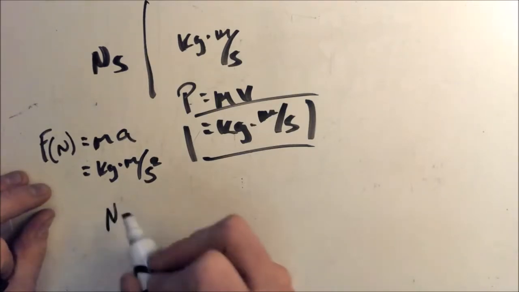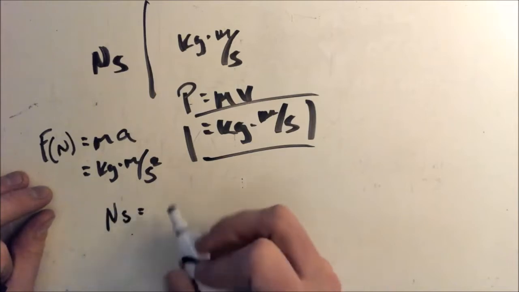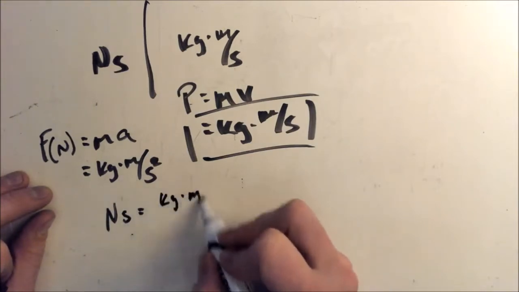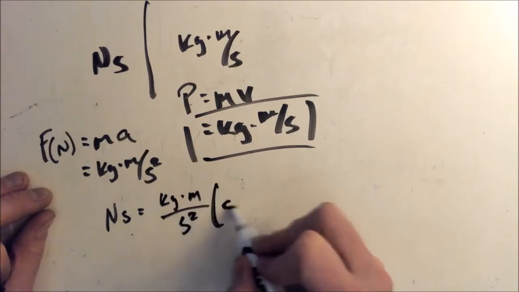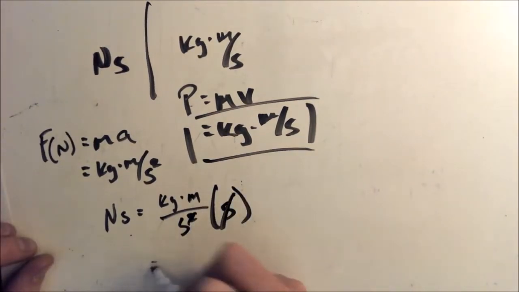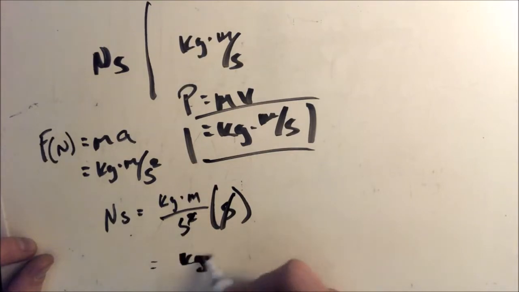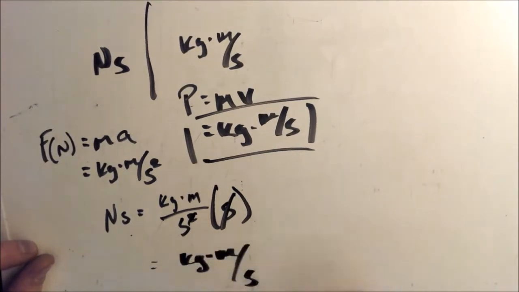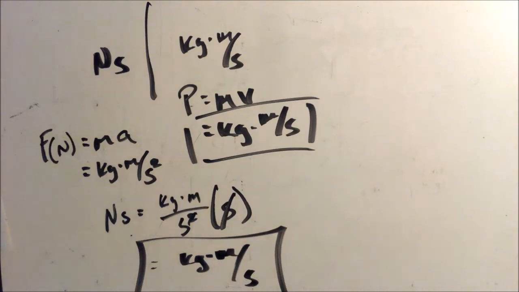Now, if we were to take newtons multiplied by seconds, or kilogram meters per second squared multiplied by seconds, that would cancel out one of those seconds and leave us with a Newton second of kilogram meters per second. So you can see they are in fact exactly the same thing.